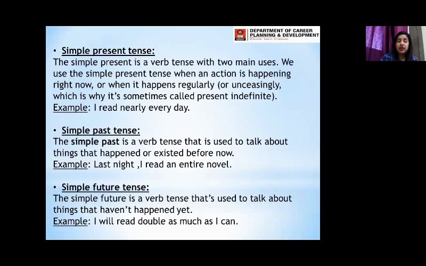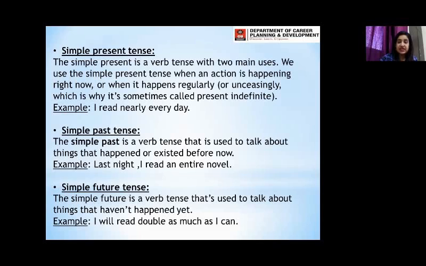Like for example, last night I read an entire novel. So this is something that is not happening right now. I'm not reading a novel right now. I had finished reading the novel last night. So that is something that has gone by, it is in the past tense.